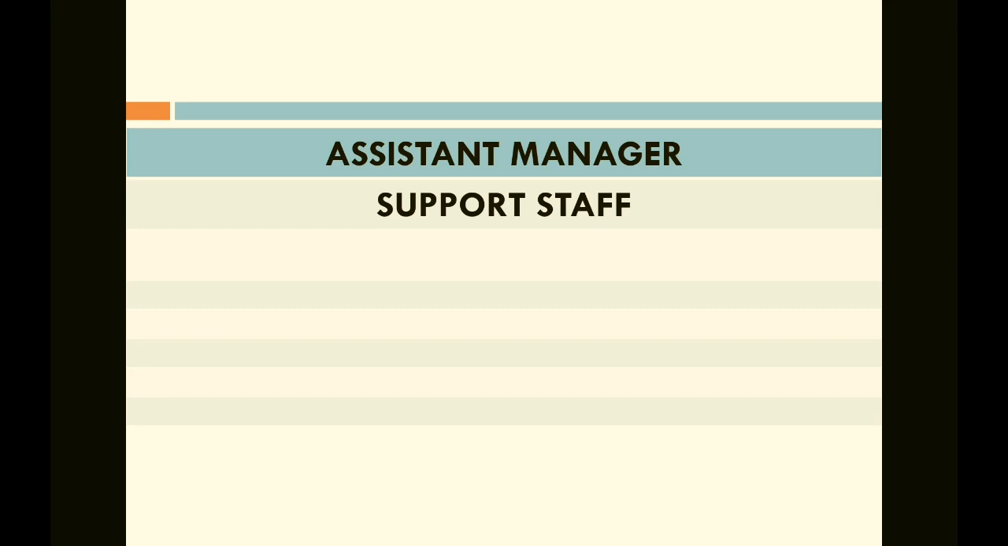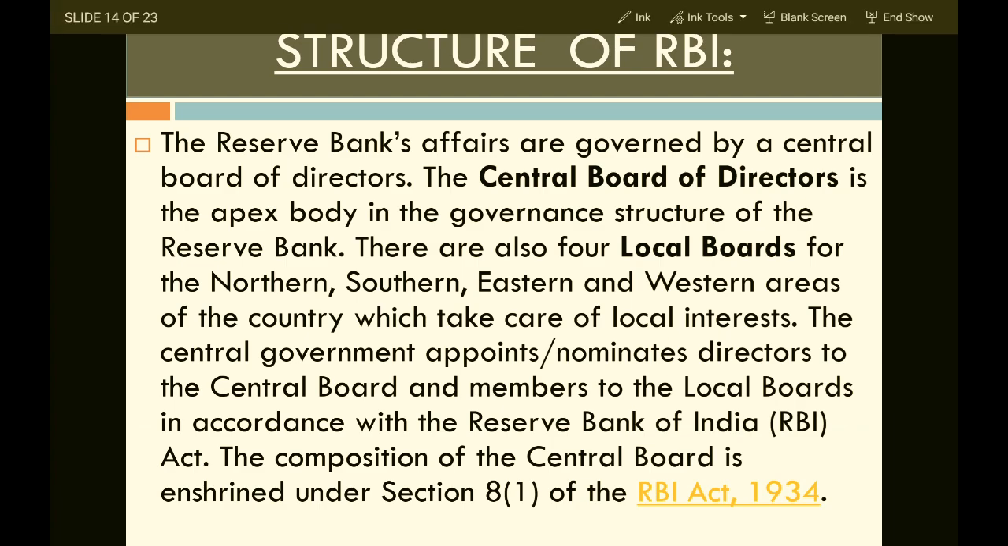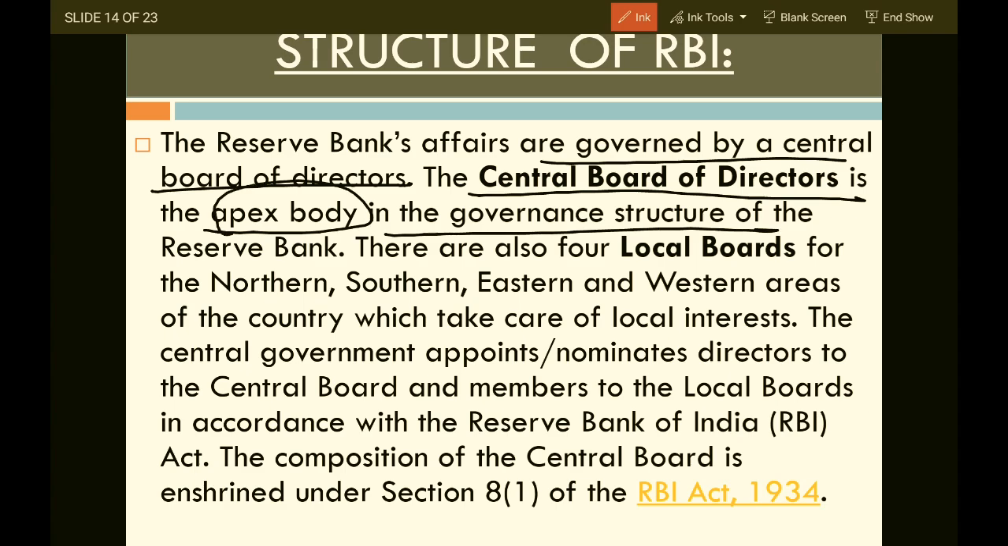Now let's focus on the structure of RBI in depth. The Reserve Bank's affairs are governed by the Central Board of Directors. The Central Board of Directors handles everything in RBI. Point to be noted: the Central Board of Directors is the apex body in the structure. Apex means topmost body. It handles all the functions, the issuing of orders, and the formulation of rules, regulations and policies.